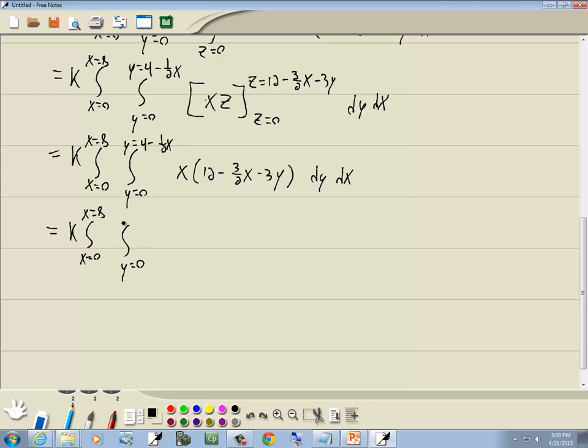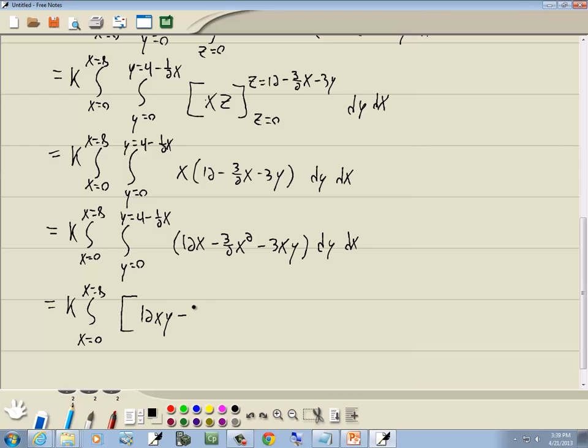Do a little bit of simplifying. So x times 12 is 12x. X times negative 3/2 x is negative 3/2 x squared, minus 3xy. Multiply the x through, dy dx. Well, now let's integrate with respect to y. So that gives us 12xy minus 3/2 x squared y minus 3/2 xy squared. Again, we're treating the x like a constant and numbers like constants, and we're just working with the y's.